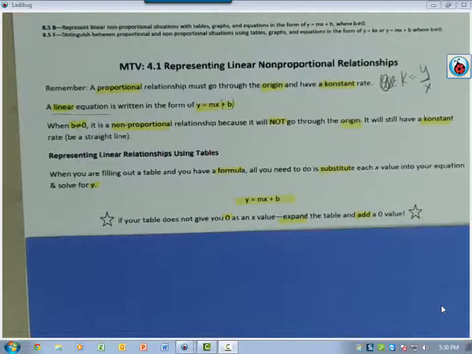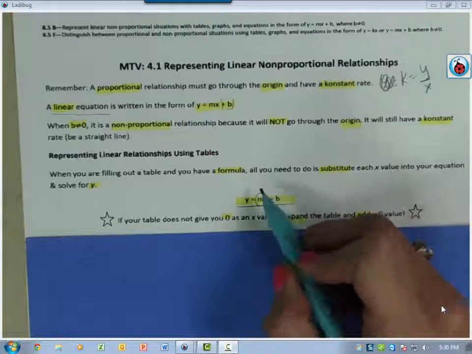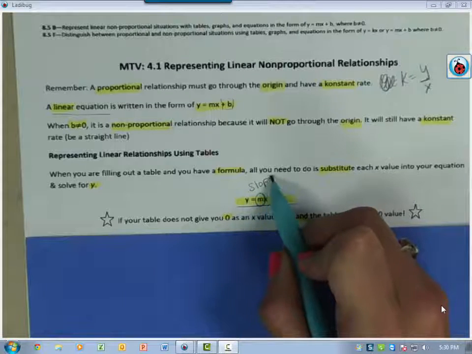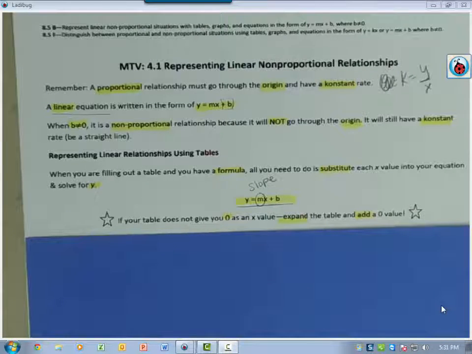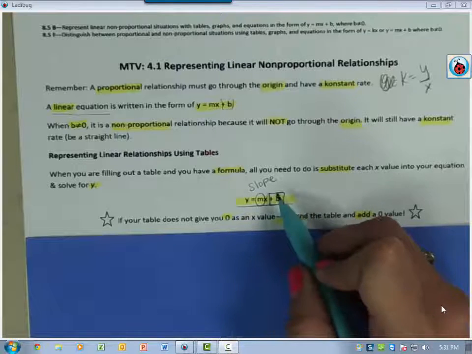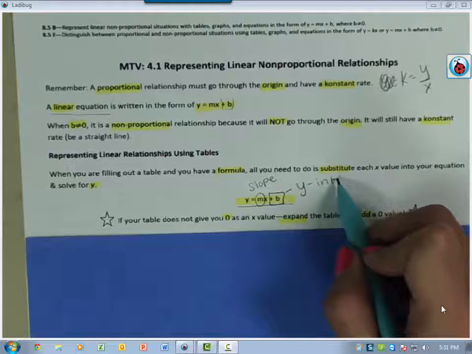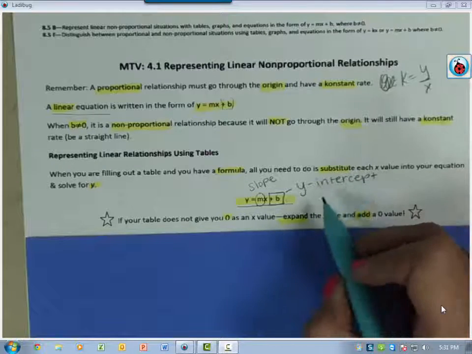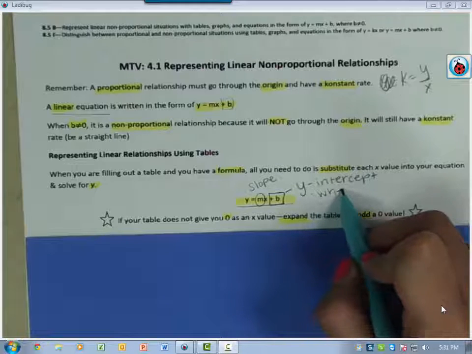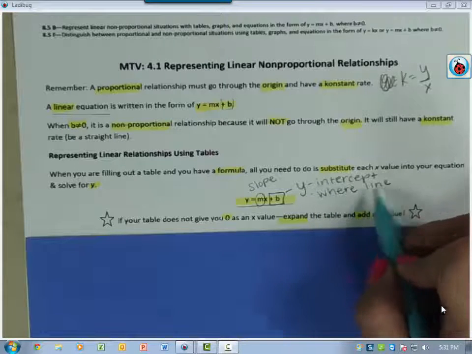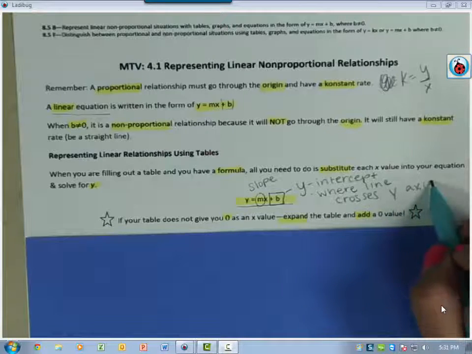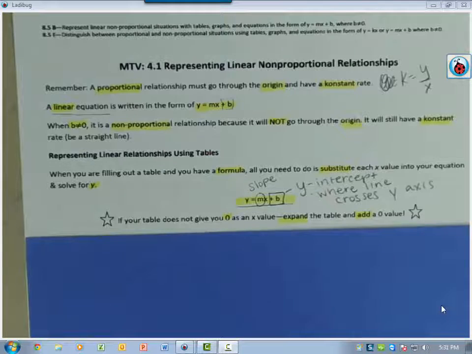This is your equation that you're going to get. Okay, y is equal to mx plus b. We just talked about it. m is going to represent your slope or your constant rate. And then this plus b part, this is what we call our y-intercept. All that means is where the line crosses the y-axis.